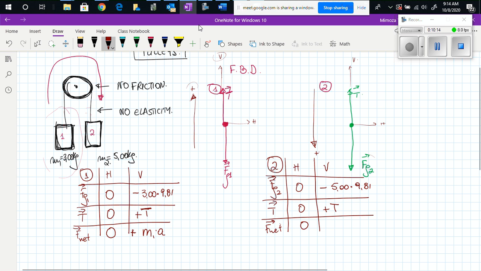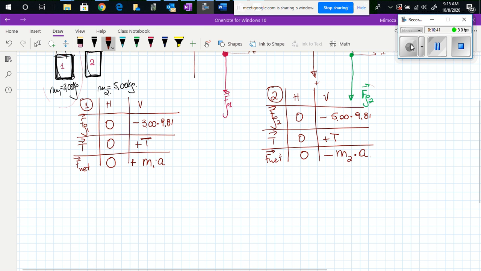And object 2, this object here, we are saying that it is going down. So here we are stating it even here, that it is going down. Therefore, going down means that it is the opposite of the positive vertical axis, and it is mass 2 times acceleration. Is this clear? So now, when you see this table, you see that the horizontal components are pointless.